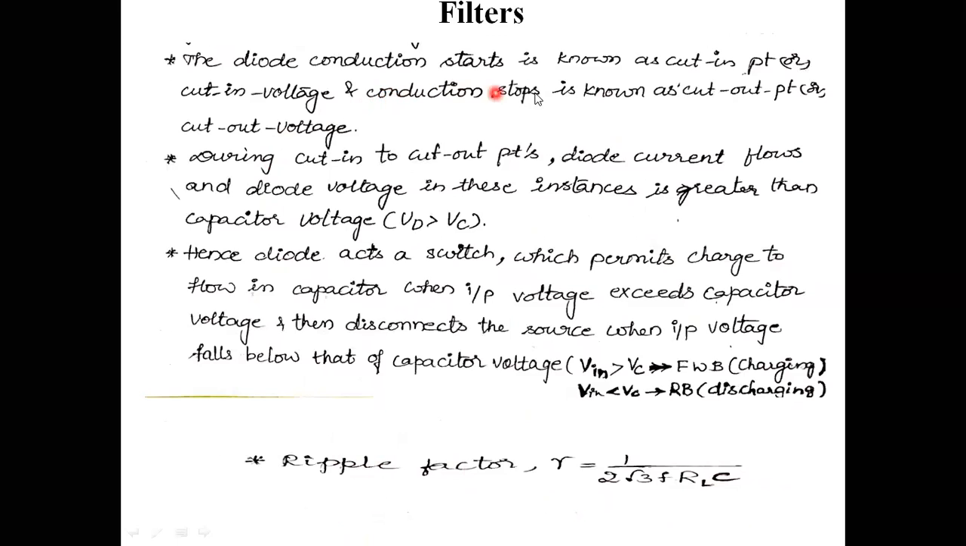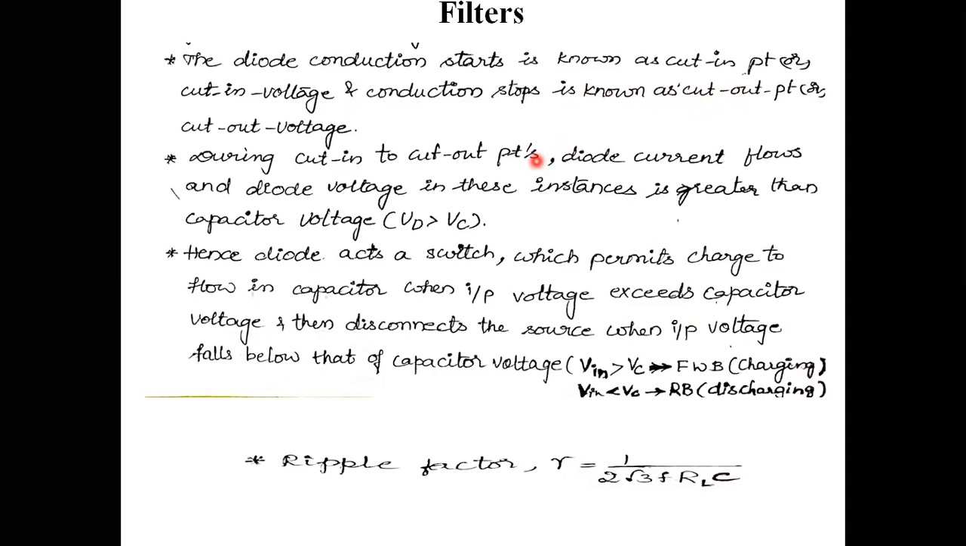The point where diode conduction starts is known as cut-in point or cut-in voltage, and where conduction stops is known as cutout point. ఎక్కడైతే కండక్షన్ స్టార్ట్ అవుతుందో ఆ పాయింట్ని మనం కట్-ఇన్ పాయింట్ అంటాం అనమాట, లేకపోతే కట్-ఇన్ వోల్టేజ్ అని అనొచ్చు. Diode conduction starts is known as cut-in or cut-in voltage. కండక్షన్ ఎప్పుడైతే స్టాప్ అయిపోతుందో ఆ పాయింట్ని కట్అవుట్ పాయింట్ ఆర్ కట్అవుట్ వోల్టేజ్ అంటాం అనమాట.